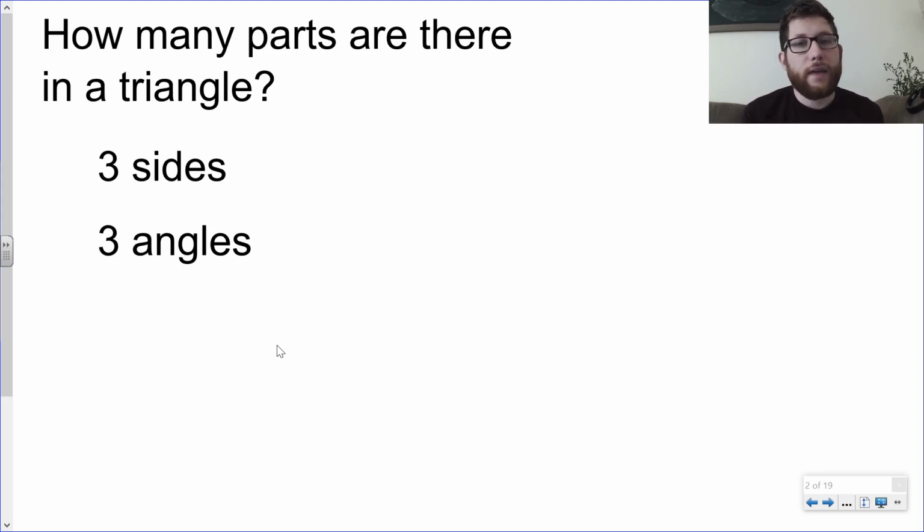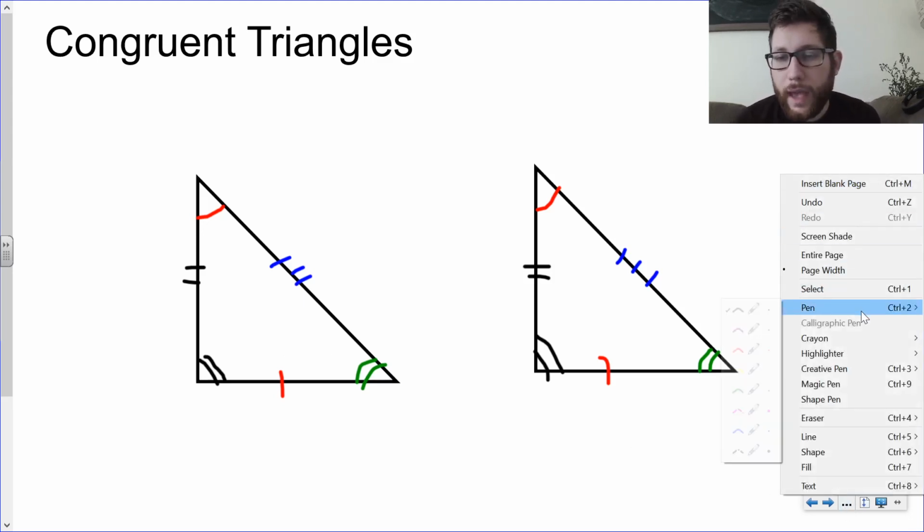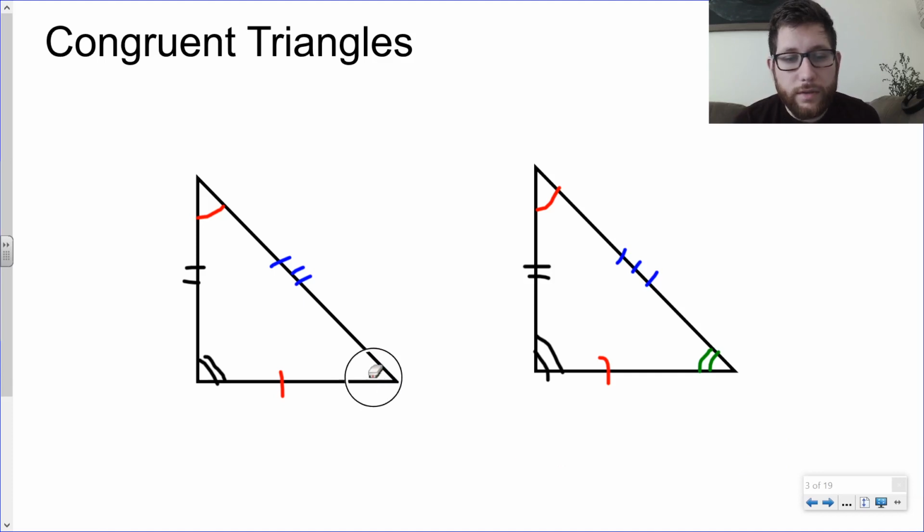Now, if I was going to have congruent triangles, what I would need is the 3 sides to match the other 3 sides, and the 3 angles to match the other 3 angles. So something like this. Notice here, I've got some congruent triangles. I know all the sides match. I know all the angles match. Now, here's a question for you. What if I took out one of these angles? So now I know 3 sides are congruent and 2 angles are congruent. Could we still know for sure that these are congruent triangles?